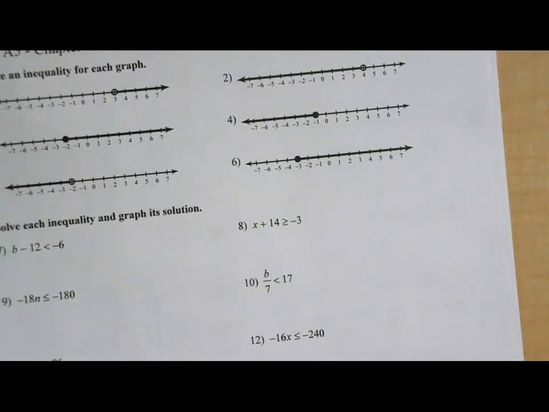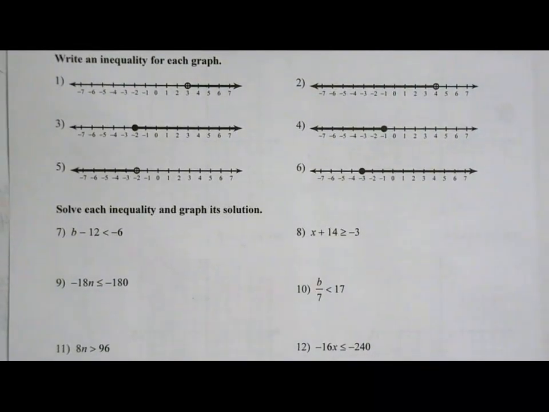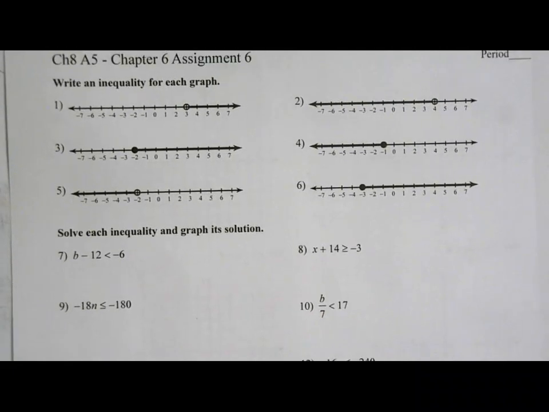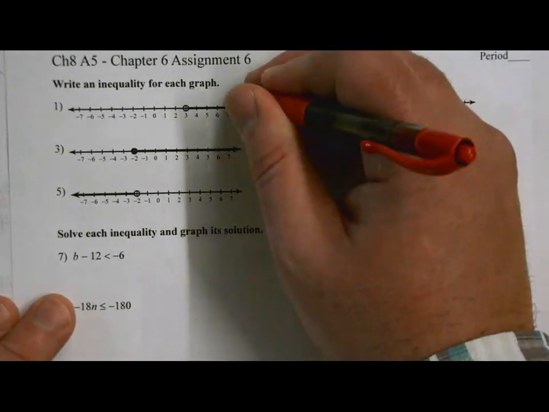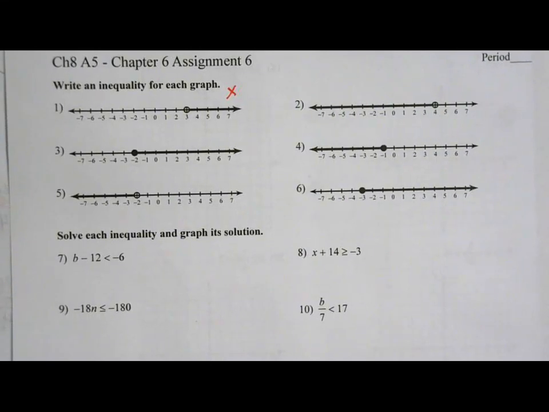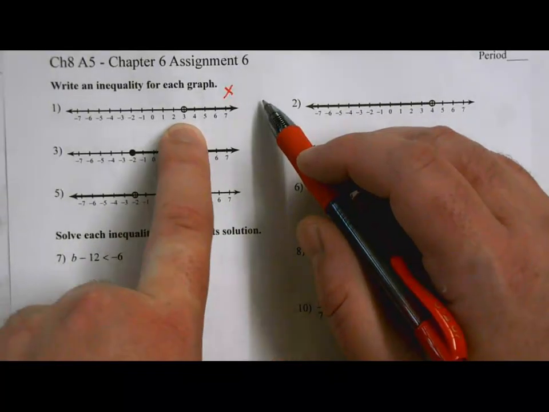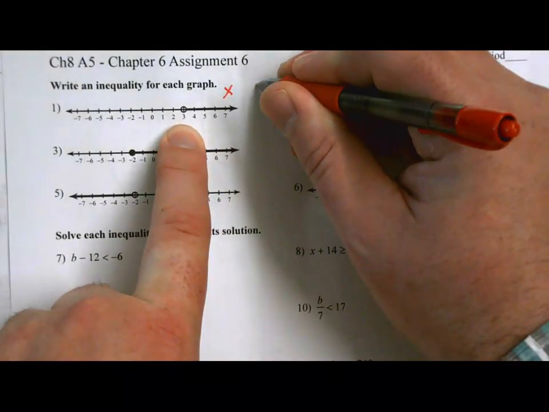Hey, let me walk you through one problem from each section here, because this is a little bit different. 1 through 6 are pretty straightforward. You're going to write an inequality. Just use X for these. So tell me in number 1, what is going to be the number that's going to be over here? The number is always where the dot is. I'd say the number is going to be 3.